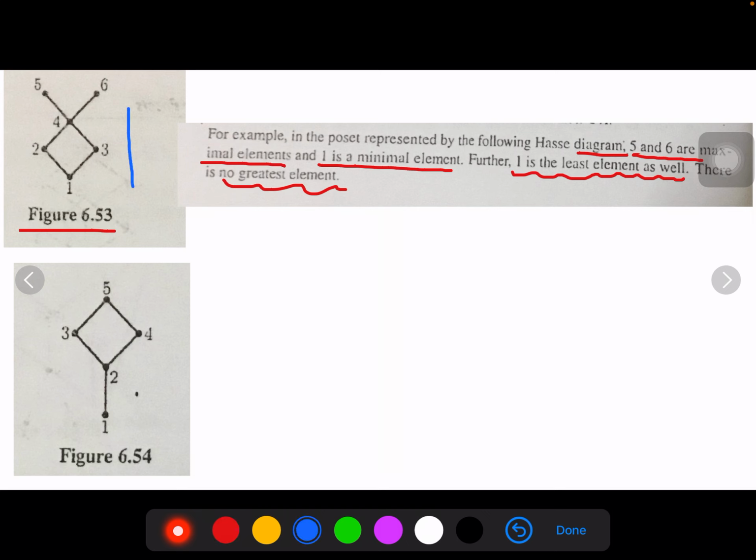So as per the diagram, 5 and 6 are both called maximal elements because they are at the same level, and all other elements here are below these. That means 1 is related to 5, 2 is related to 5, 4 is also related to 5, because we know that the transitive property holds. So there is connectivity between all of these.